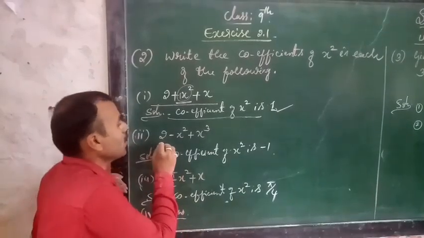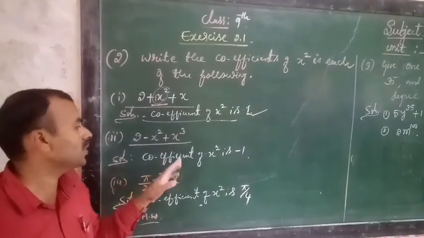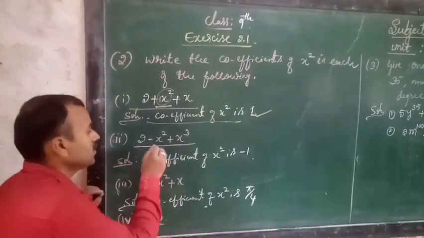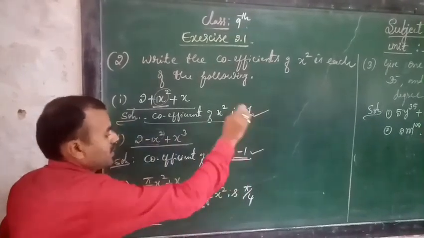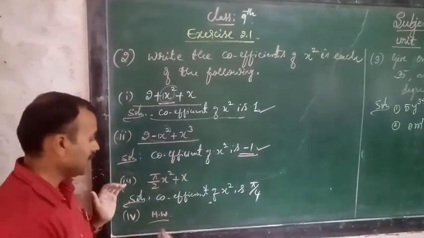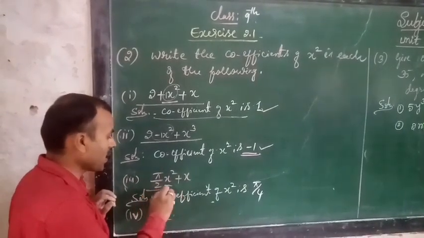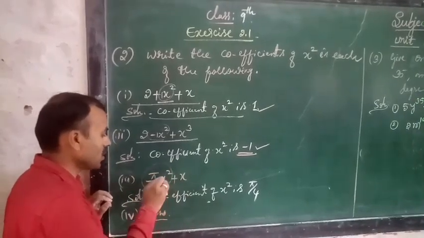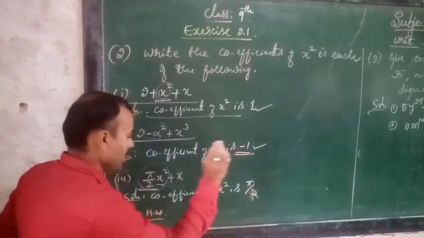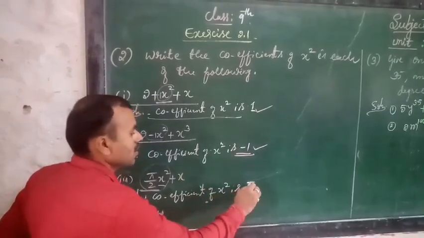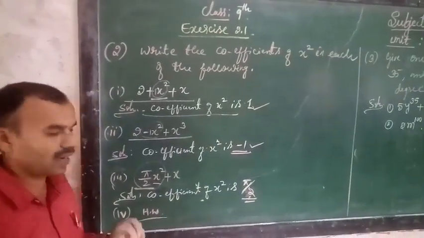Here in the next polynomial, 2 minus x square plus x cube, the coefficient of x square is minus 1. Minus 1 is the coefficient of x square. In pi by 2 x square plus x, the number multiplied with x square is pi by 2. Coefficient of x square is pi by 2. The fourth one is homework. Try yourself.